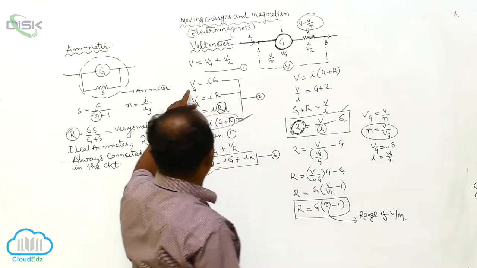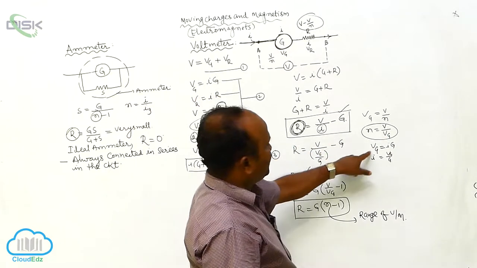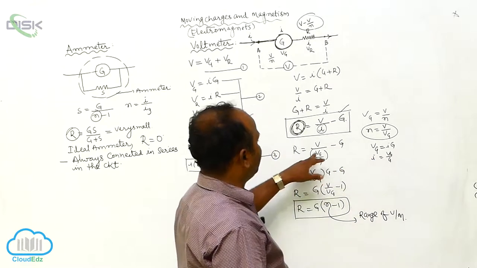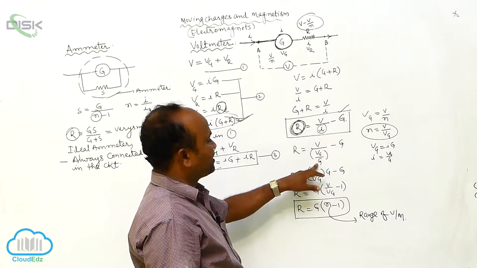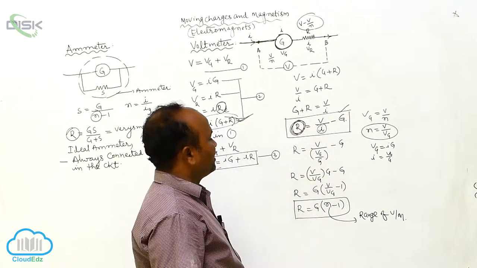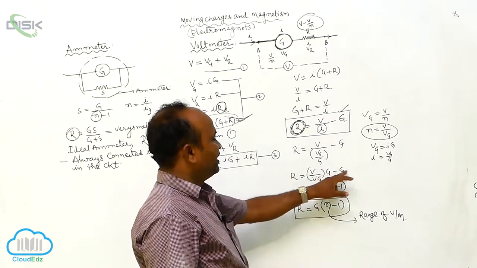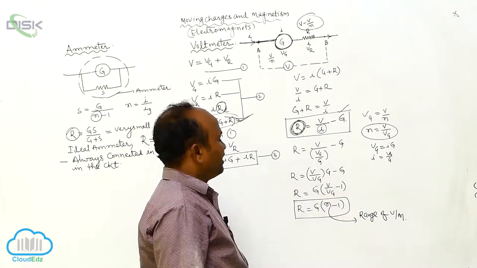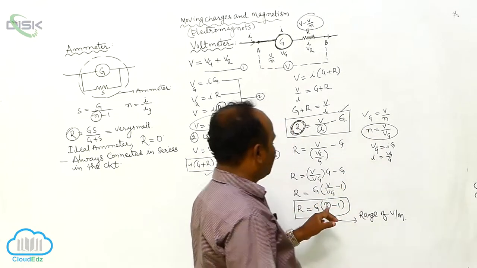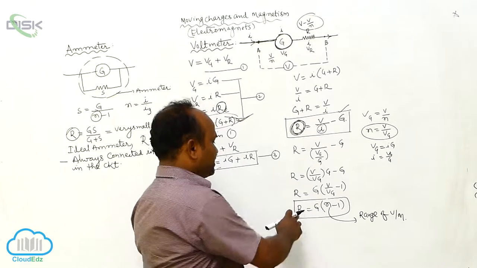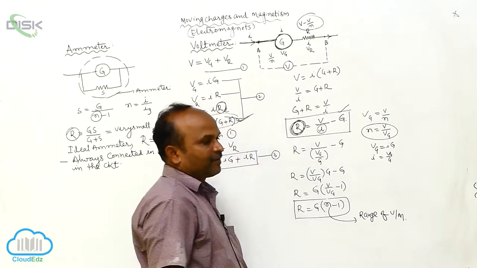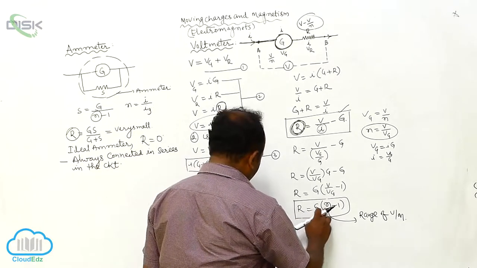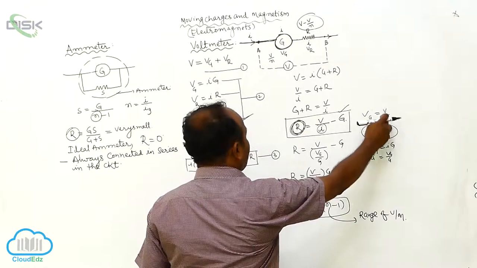Now, already we know that Vg is equal to I into G. So I is equal to Vg by G, and this is substituted here. Then the numerator becomes V by Vg into G minus G. Therefore, G is common: G into (V by Vg minus 1). Therefore, V by Vg is called N. Therefore, the resistance which is to be connected in series to the galvanometer in order to make the voltmeter, R, is equal to G into (N minus 1). What is N? V by Vg.